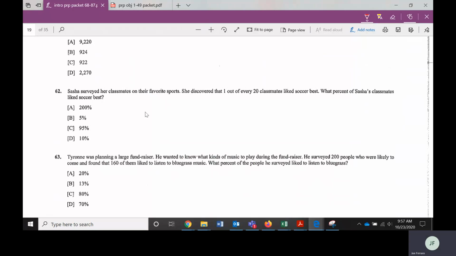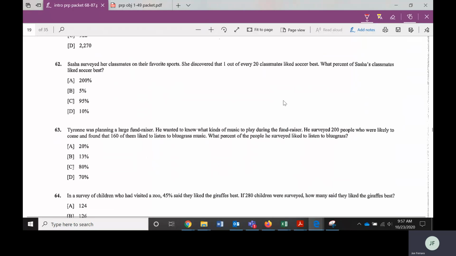Okay, so it says she surveyed her classmates on their favorite sports. She discovered that 1 out of 20 classmates liked soccer. What percent of Sasha's classmates liked soccer best? So one thing to be looking at is just make sure they're going to give you basically a number out of a number, something out of something. In this case, 1 out of 20 people like soccer.